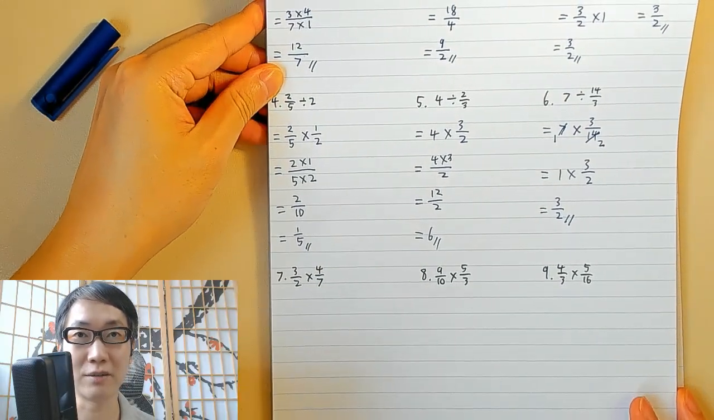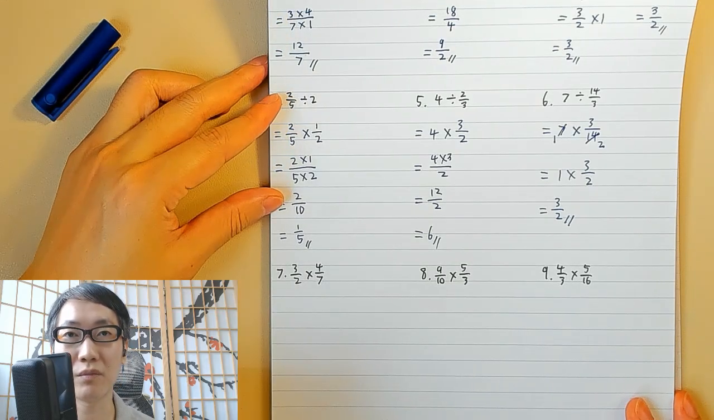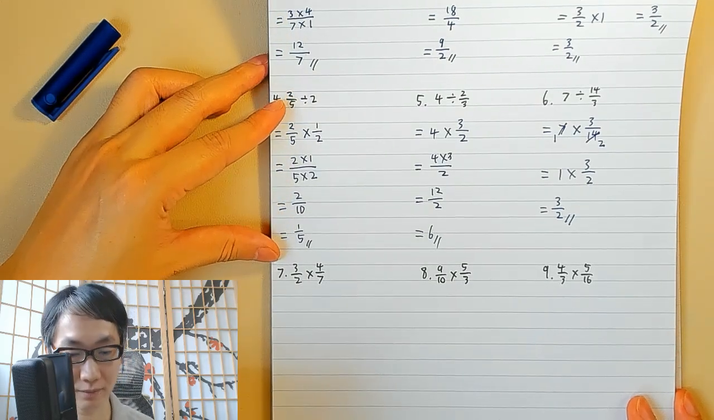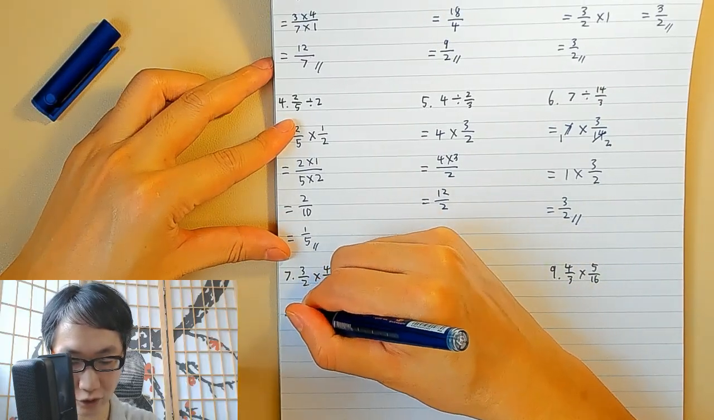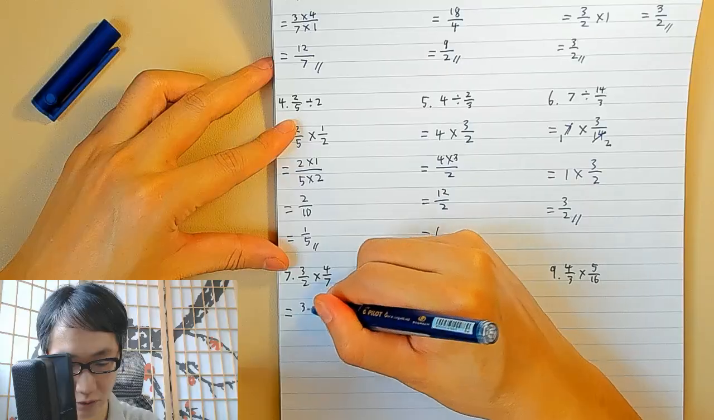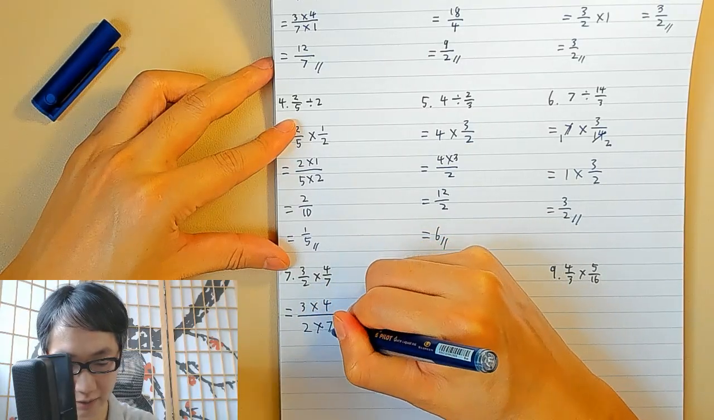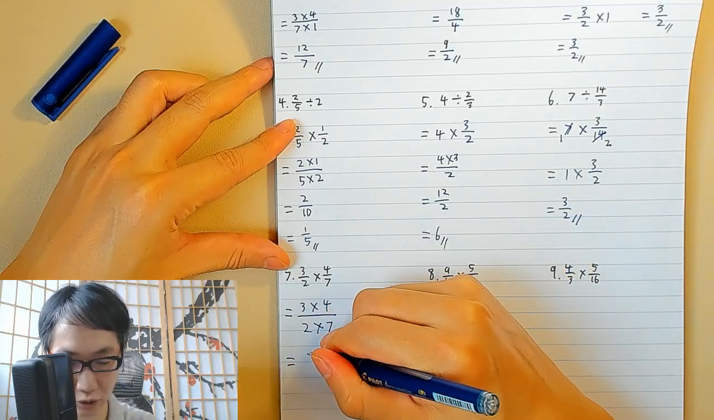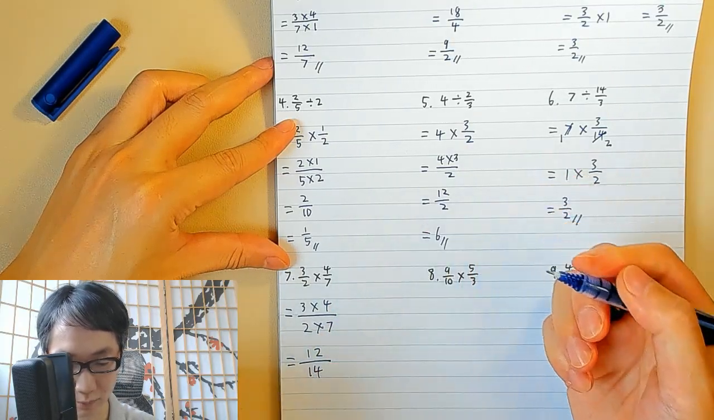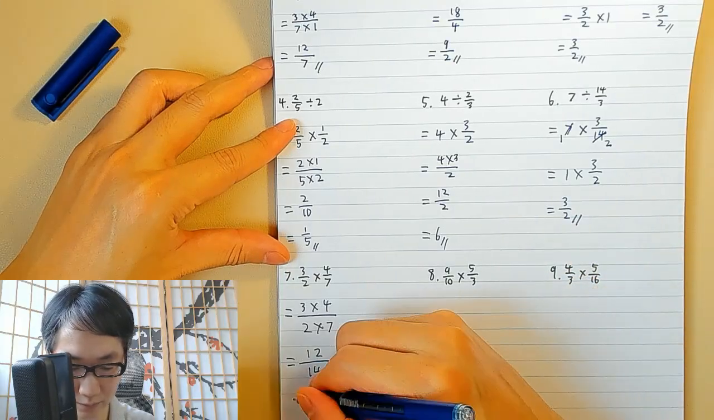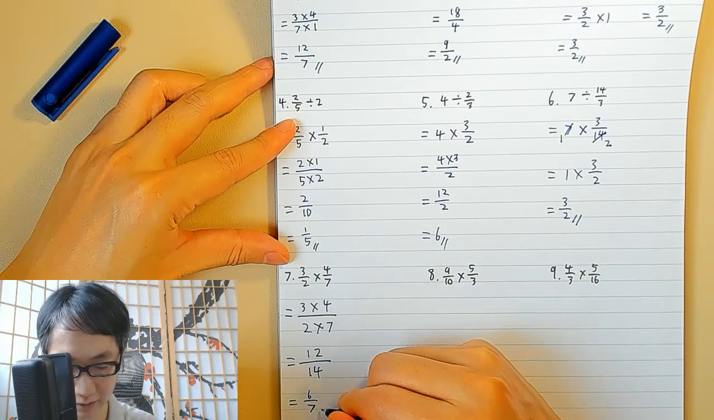Number 7. 3 over 2 is multiplied by 4 over 7. Both of them are fractions already. So numerators multiply together, denominators multiply together. 3 times 4 is 12, 2 times 7 is 14. Both of them have a factor of 2. So 6 over 7.